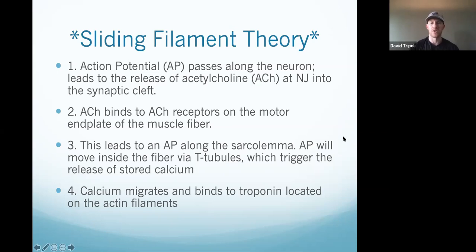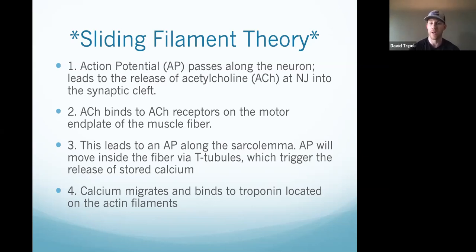All right. So the sliding filament theory, this is kind of what I've just been saying for the last little bit. I try to break it down in steps. I think your book does a pretty good job of it as well. But please go watch videos on this. You can Google it, you can YouTube it. They have great animations of these things. So I'll kind of read through these.